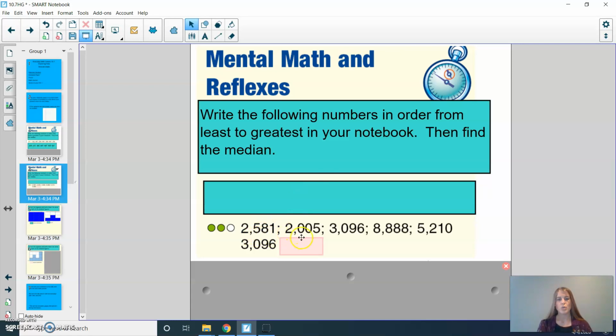2,581, 2,005, 3,096, 8,888, 5,210, and 3,096. So put those in order, find the median, and then press play to hear the answer.